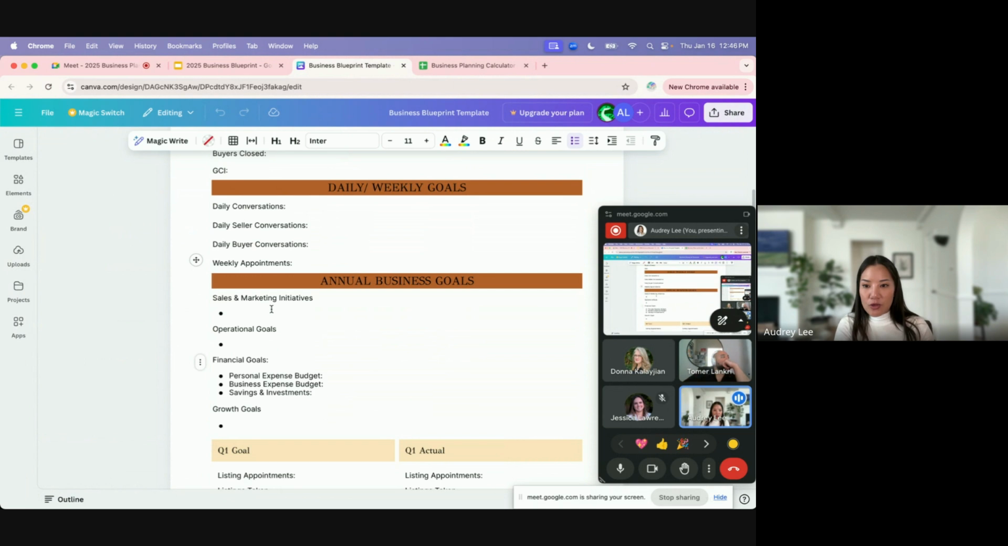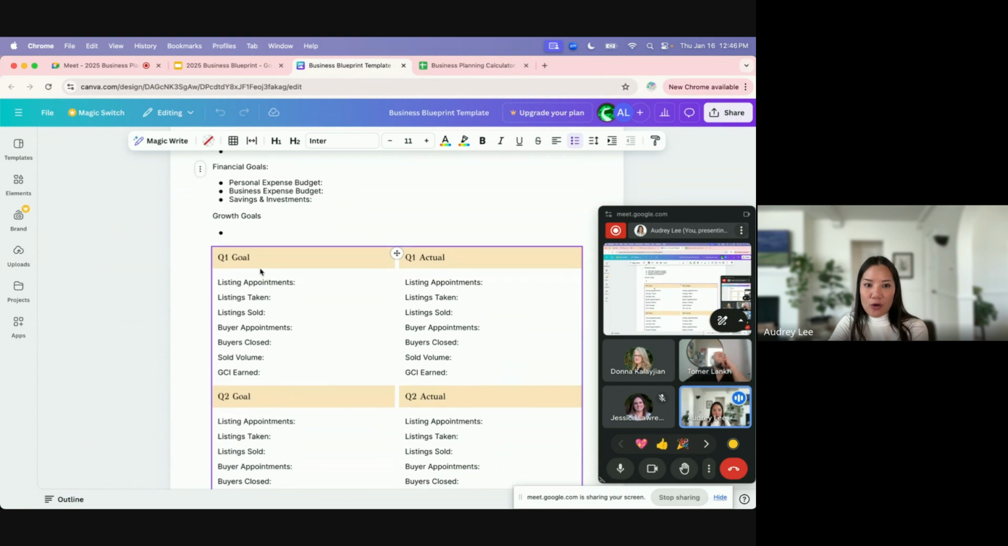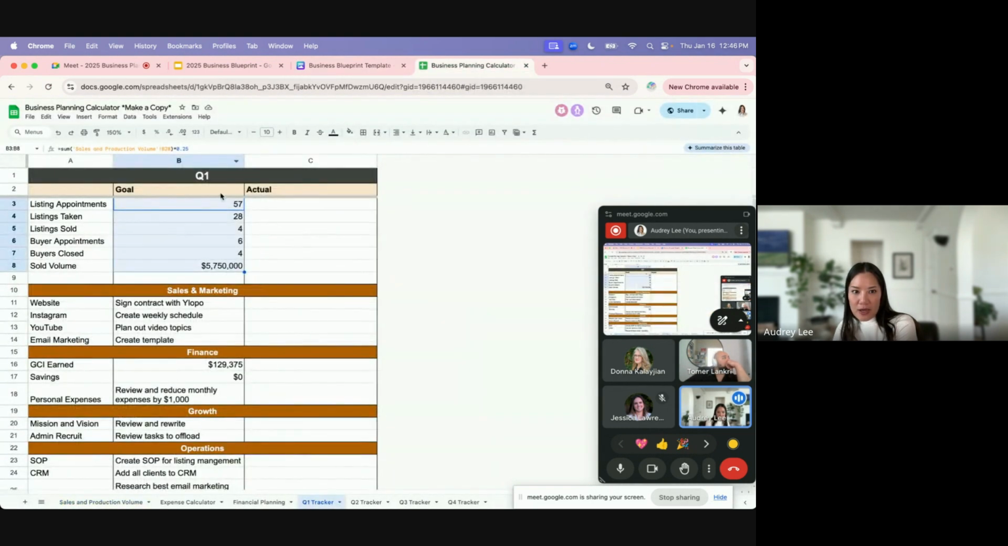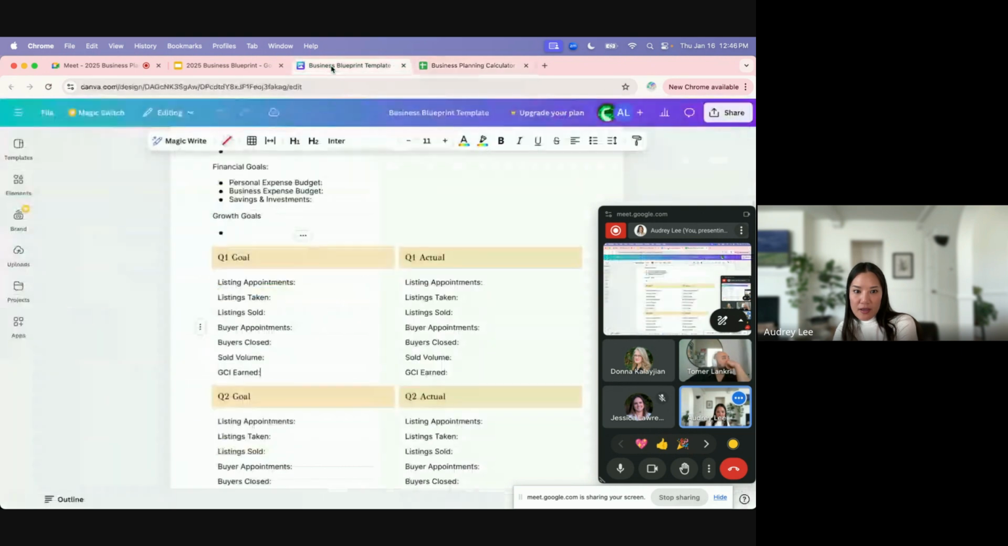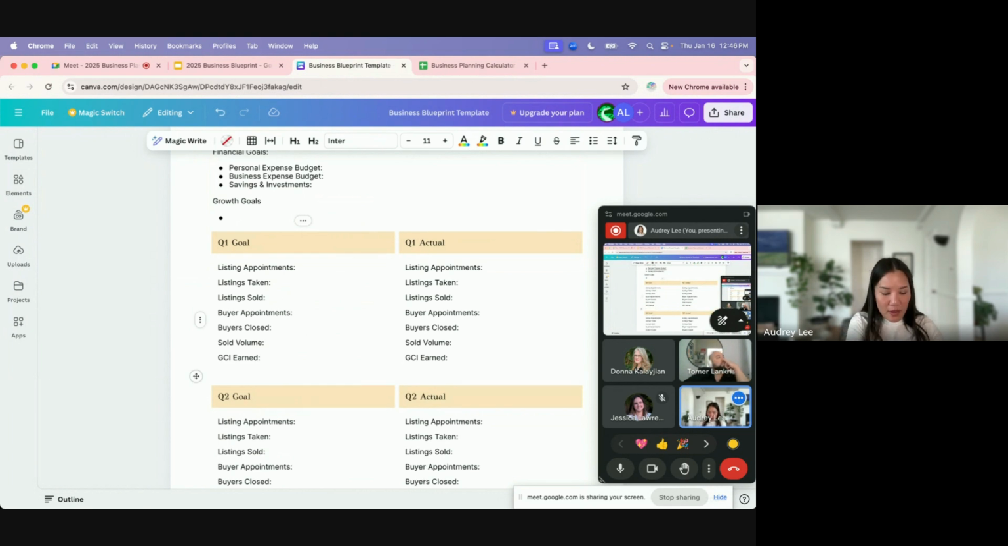And then for your annual business goals, you can actually write out, okay, for sales and marketing, I want to create a postcard or have 3 events. These are the events I'm going to do. And then once you have all of these, you can start to fill out, okay, by Q1, these are all of the metrics I need, again taking it from this calculator here. But then you might also want to add in events.